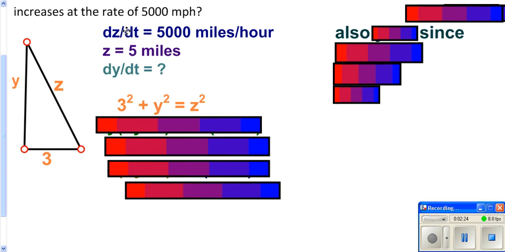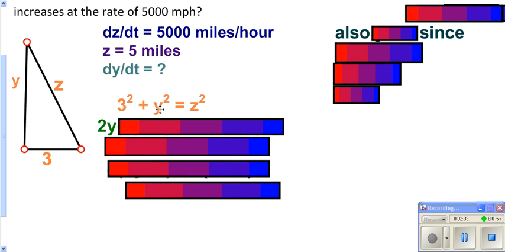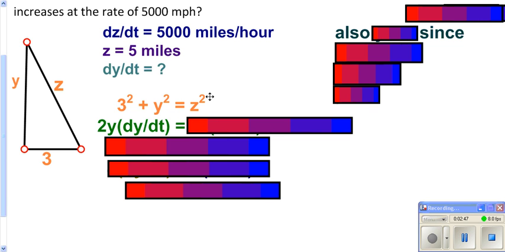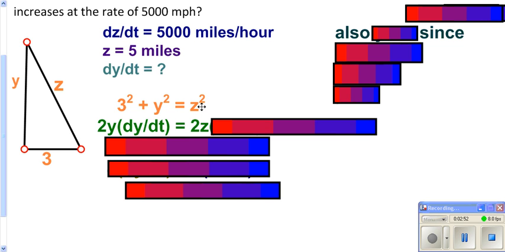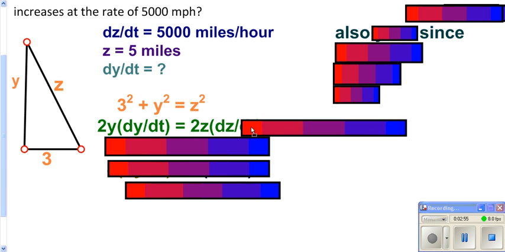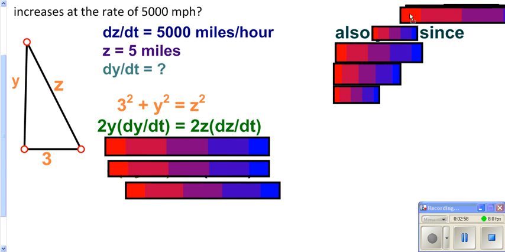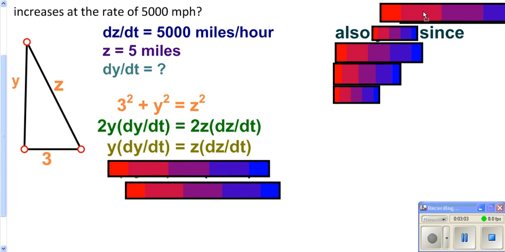But we have the derivatives with respect to t, so we need to go ahead and take our derivative with respect to t. Well, the derivative of the 3 squared, that's a constant. Take your derivative of y squared: you put the 2 in front, decrease your exponent by 1. But then remember, you've got to do the chain rule. Multiply it by the derivative of y with respect to t, equals. Then on the right side, we'll put the 2 in front, decrease the exponent by 1, and multiply it by the derivative of the inside, the derivative of z with respect to t. This does simplify a little bit. The 2's drop.